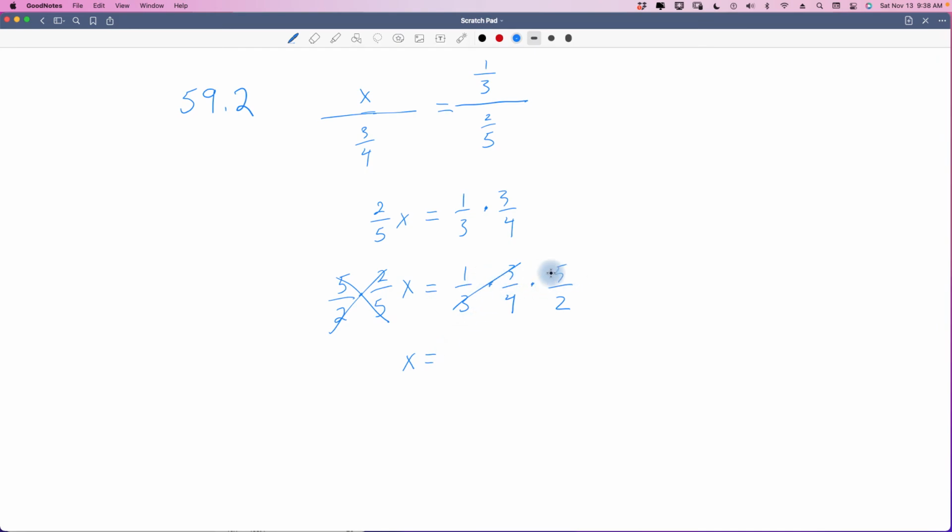I don't see anything up here that is the same down here now. So 1 times 5 is 5. 4 times 2 is 8. And that's our final answer. Easy peasy.